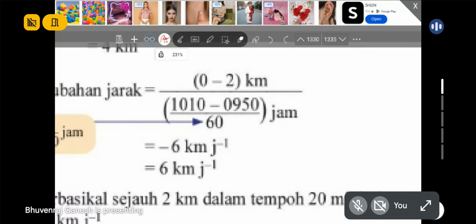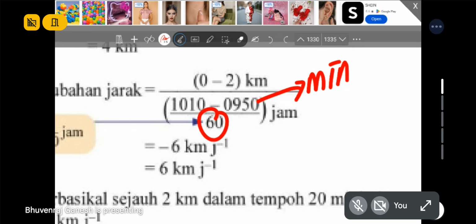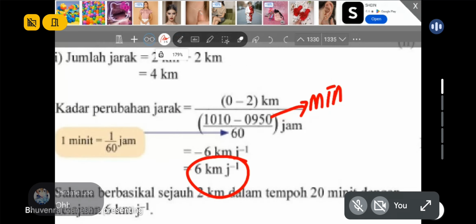Okay, you can count it like this. You just need to minus, but this one is hour. You must take note. This one is minute. So you need to convert to hour. Minute tukar kepada jam bahagi 60. Okay, you need to divide by 60. So that's why the final answer for speed is 6 km per hour.